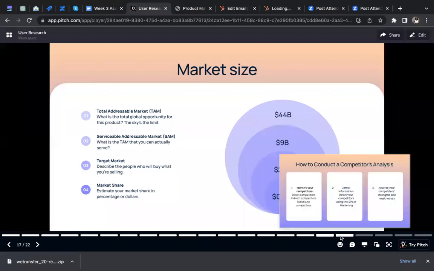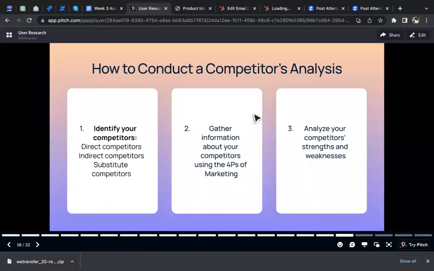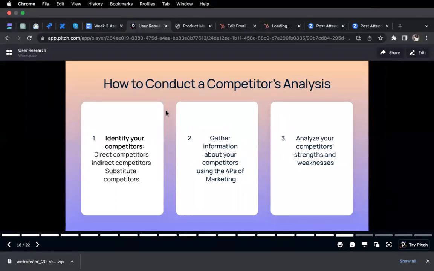I have to rush over this because time is not our friend. Now, how to conduct a competitor analysis. Someone asked about SWOT the other time, and we are going to go over that. Identify your competitors. There are basically three categories of competitors.